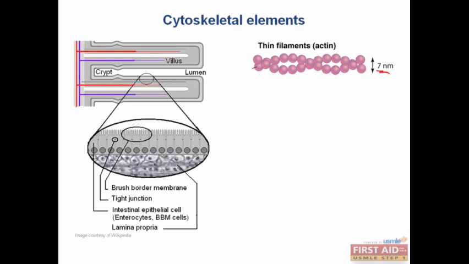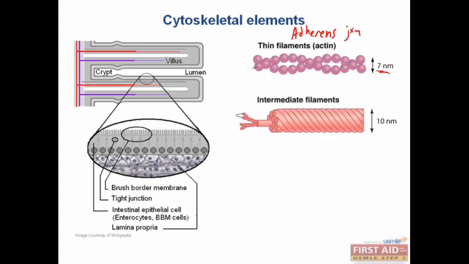One example is the brush border of the small intestine, where microvilli are used to increase surface area and therefore increase absorption. Remember, a villus has a lot of cells, and each cell has lots of microvilli, so microvilli are a lot smaller than a villus. Actin is also used in adherens junctions, which are common in epithelial and endothelial cells, and are used to hold cells together. Intermediate filaments are generally involved in cell structure and have an intermediate diameter of about 10 nanometers.